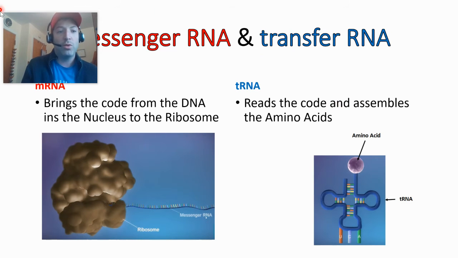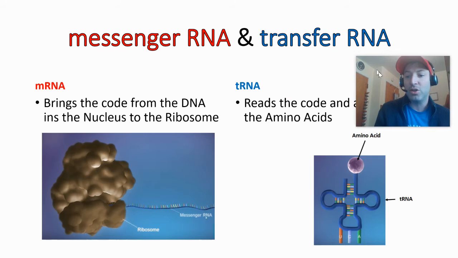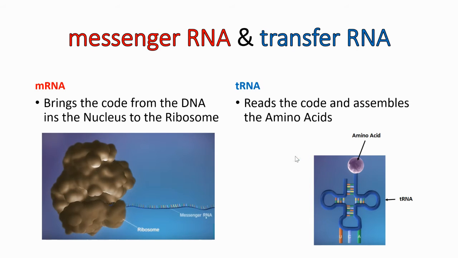All right, so you know that there's this thing called messenger RNA and transfer RNA. Messenger RNA is the molecule down here that brings the code from the DNA in the nucleus to the ribosome. So maybe you remember how messenger RNA gets transcribed from DNA, and then the messenger RNA goes into the ribosome. This ribosome is the protein factory.